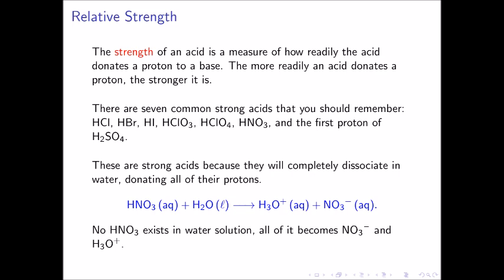For example, when nitric acid, HNO3, reacts with water, it completely dissociates to form hydronium ion and nitrate ion. After reacting, there is no nitric acid left in water solution. All of it has become nitrate ion and hydronium ion.